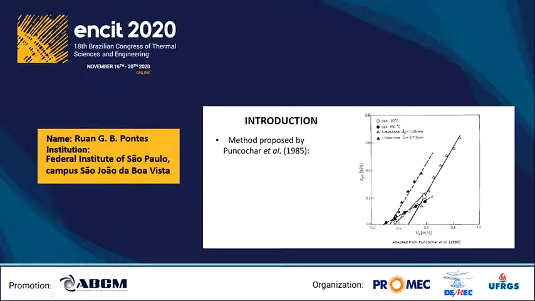Due to the importance of the minimal fluidization velocity, the goal of this work is to propose an adaptation of the method of Puncochar et al. through the use of a logarithmic scale instead of a linear scale for the values of UG.